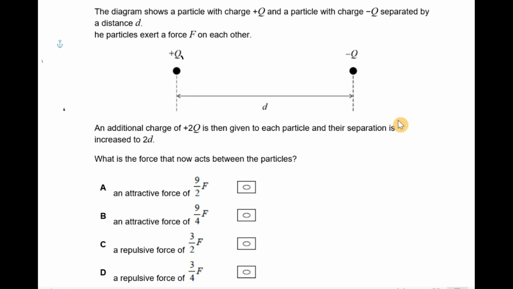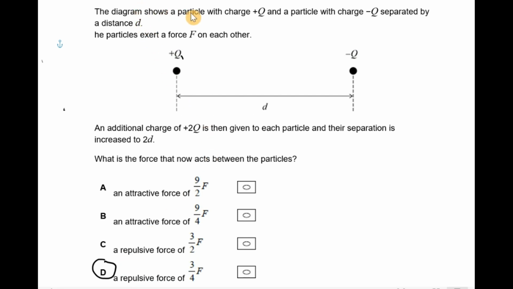Welcome to another of my videos where I work through and explain A-level Physics multi-choice questions. If you want to try to answer this question yourself, pause the video now. If you got the answer D, well done. If you'd like to hear my explanation of how I found the answer, please continue watching.